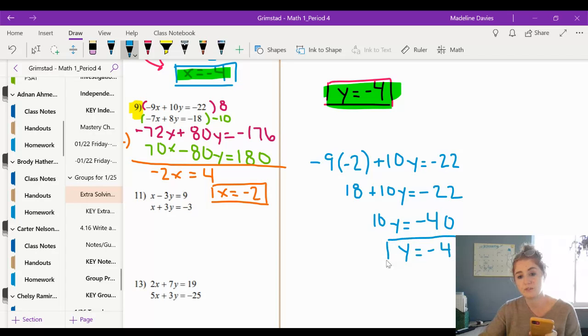All right. Write it as an ordered pair. I'll just do negative 2, comma, negative 4. I hope that cleared things up a little bit.